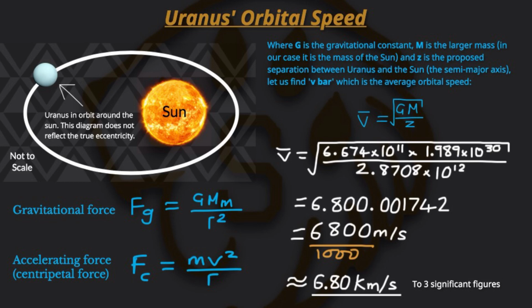But it's still fine if it's in meters per second. But just so that you can understand, 6.80 kilometers per second is the speed that Uranus moves at as it goes around the sun, the average speed.